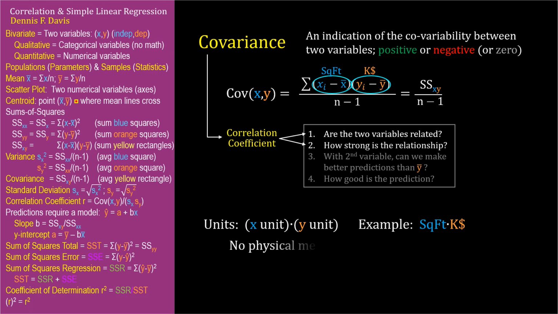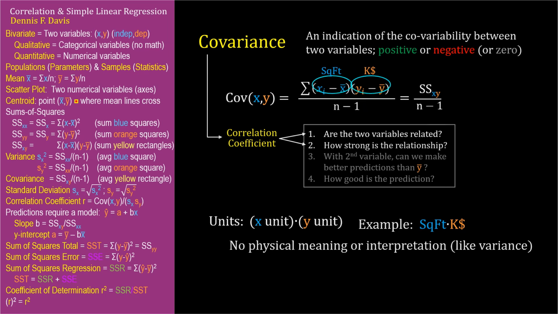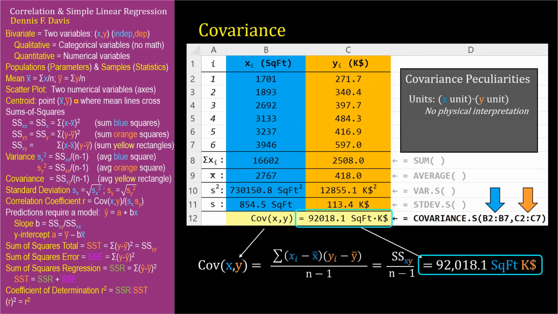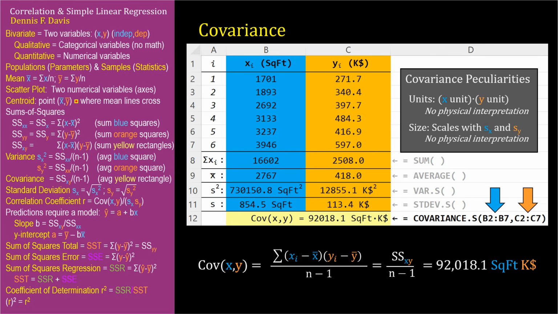Like variance, the units of covariance are often something unusual or non-intuitive, with no clear physical meaning. Whatever a square foot k dollar looks like is just a byproduct of the covariance formula. Here's our worksheet from earlier, where we calculated the covariance, and it was 92,018.1 square foot k dollars. The magnitude or size of this statistic, about 92,000, doesn't really tell us anything. It simply scales with the variances of x and y. If they're big, the covariance will be a big number, and if they're small, the covariance will be a small number. So the size of the covariance also has no physical interpretation.